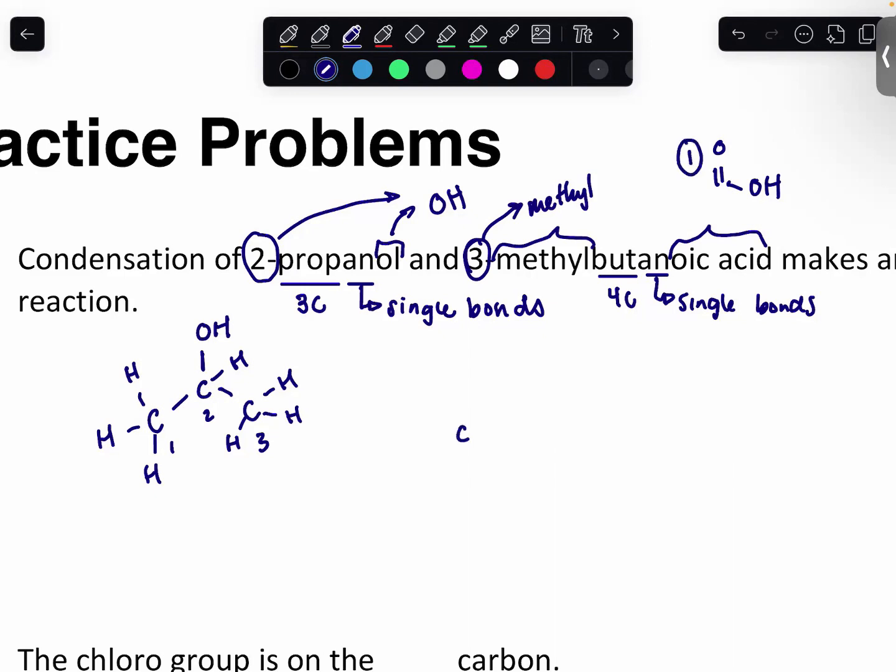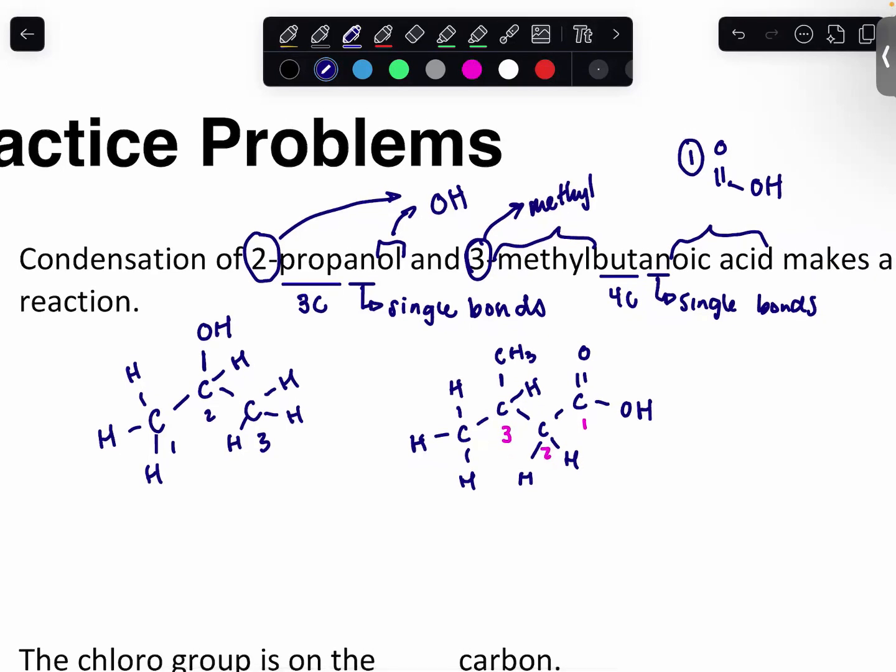So we can take our 4 carbons. We can make 1 into a carboxylic acid. And then if this is our 1, we need to put a methyl on the 3. And then we can go fill everything else in with hydrogens. So there we have our 2 starting materials. It's easier to do this with the skeletal structures, so I'm going to change them to the skeletal structures.